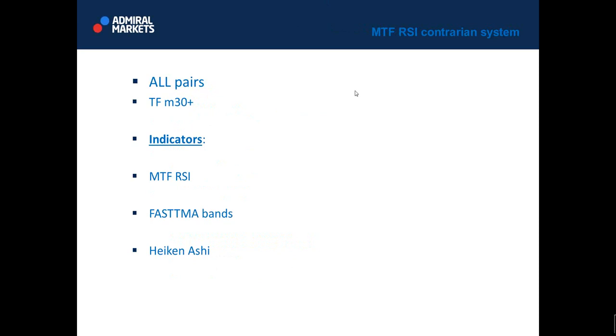Now, as I told you, this system is a contrarian system, and it's based on a multiple time frame RSI method. So you can trade it on all pairs according to the creator. The time frame is 30 minutes or more, so you can actually trade M30, H1, H4. The indicators which the system uses are Mtf Rsi, so multiple time frame RSI, fast triangular moving average bands or fast TMA bands, and Heikin-Ashi candlesticks.